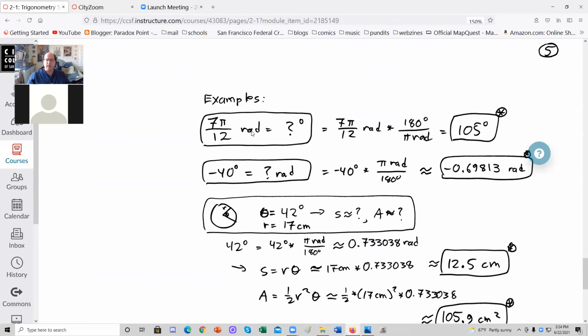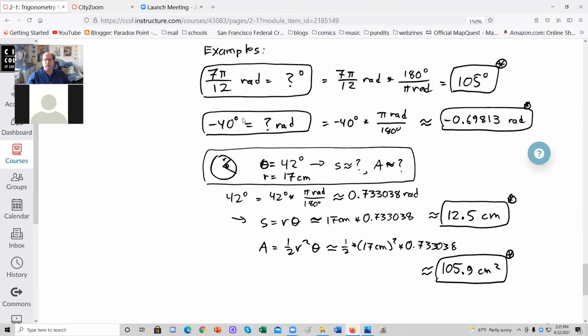7 pi over 12 radians is what? Well, we multiply by degrees per radian, so the radians cancel. 180 degrees divided by pi radians. Radians cancel, pi cancels. 7 times 180 over 12 is 105. So the angle is 105 degrees. Negative 40 degrees, that's a clockwise turn. How many radians? Well, negative 40 degrees, and then we'll multiply by radians per degree. That's pi radians for 180 degrees. The degrees cancel. Negative 40 pi over 180 comes out to negative 0.69813 radians, approximately.